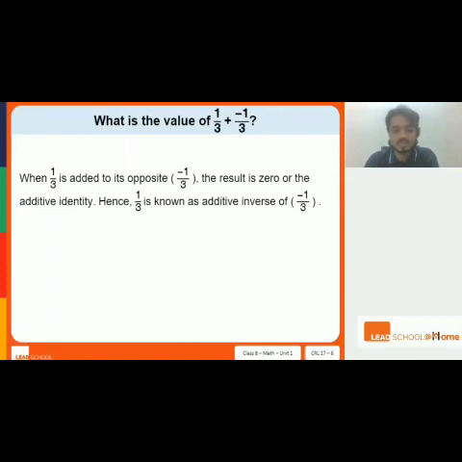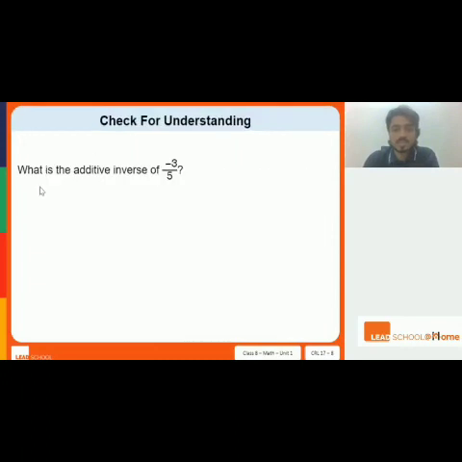Okay. So what is additive inverse? Additive inverse of a number is that which when added to the number gives us 0. Alright. So what is the additive inverse of negative 3 by 5?